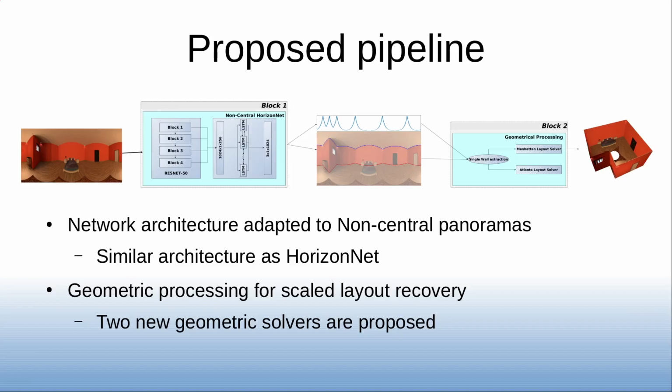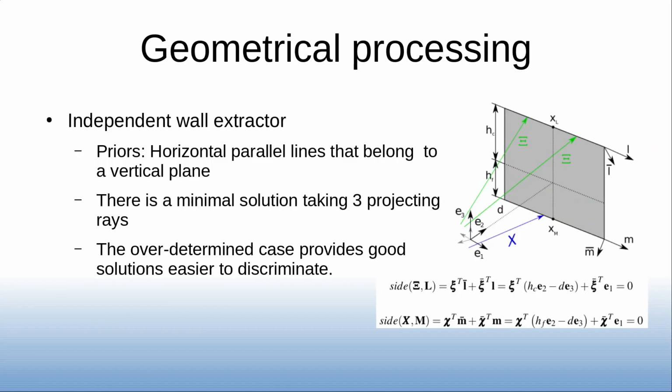Then, from the output of the network, we propose a geometrical processing that exploits the properties of non-central panoramas to compute the scaled 3D lines. For our geometrical processing, we assume that man-made environments are usually built by vertical walls that intersect the ceiling and the floor in two horizontal parallel straight lines.